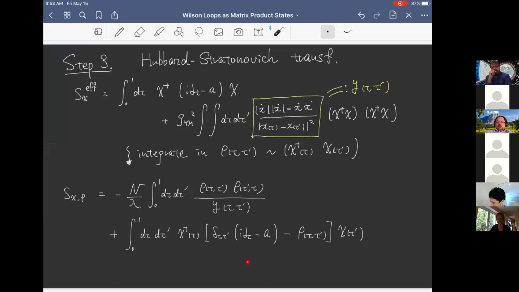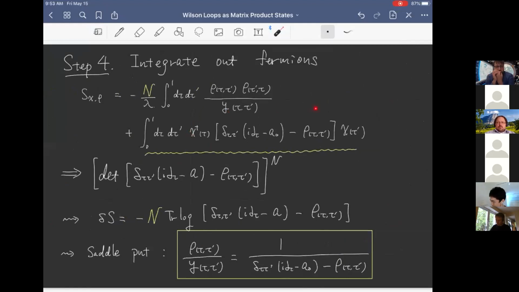Okay, so this is the action that you get. Now the next step is obvious because I only have a Gaussian action for the fermion, so I can integrate out the fermions. Then I get a fermion determinant, a one-loop determinant, but because I have N fermions, fundamental or anti-fundamental, it's actually the determinant to the power N. If I write it in terms of an exponent, it's minus N times trace log of this object. Now we are in good shape because we have N here and also N in this quadratic term, so everything in the exponent is proportional to N. I can analyze everything using the saddle point equation, and the saddle point equation is precisely this equation.